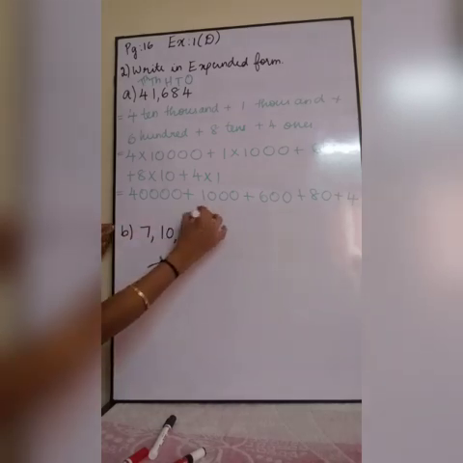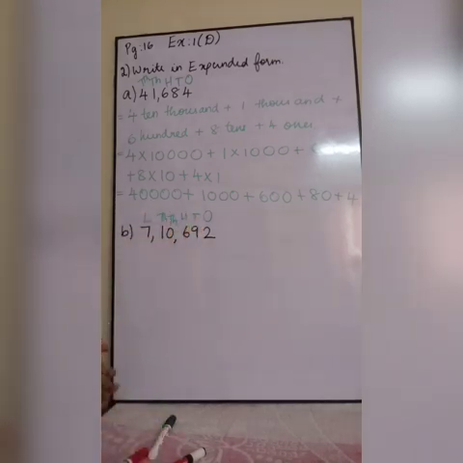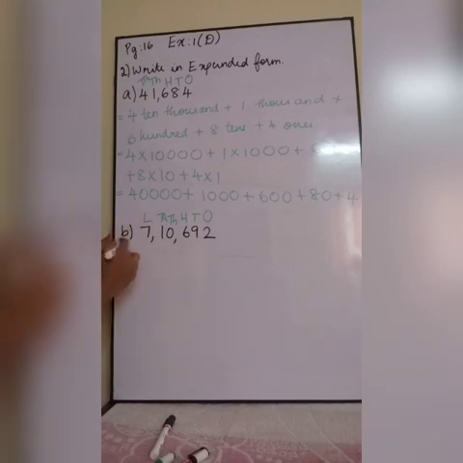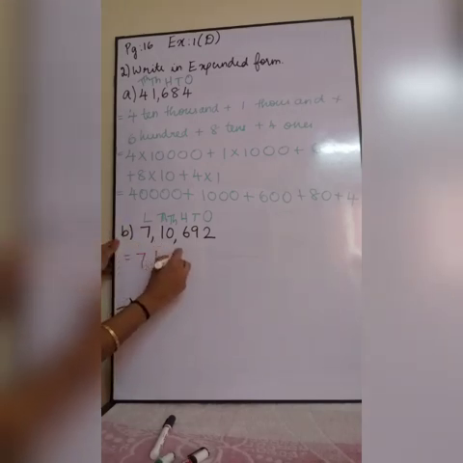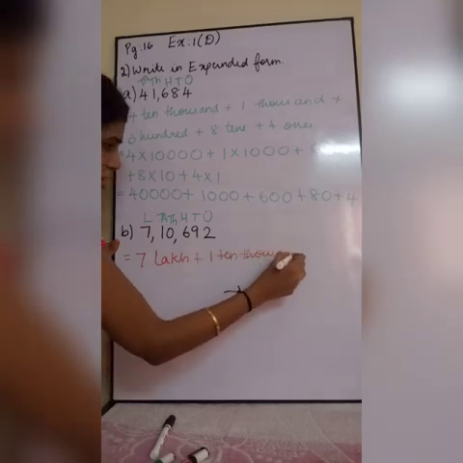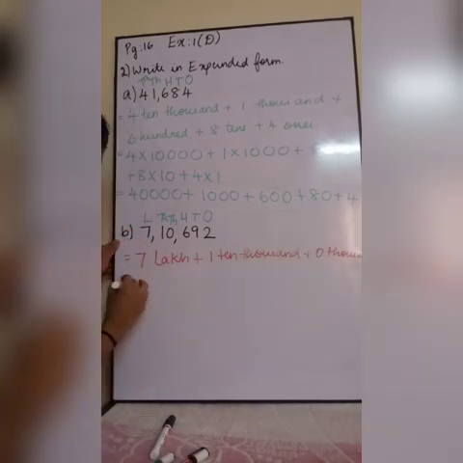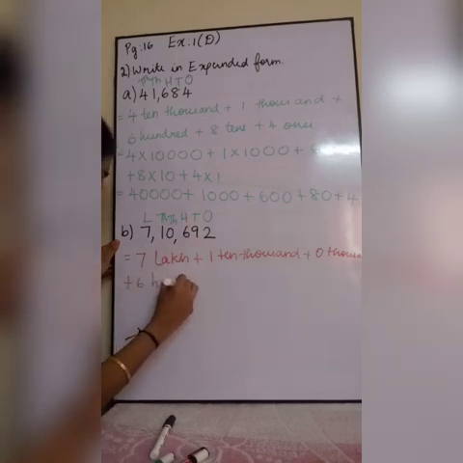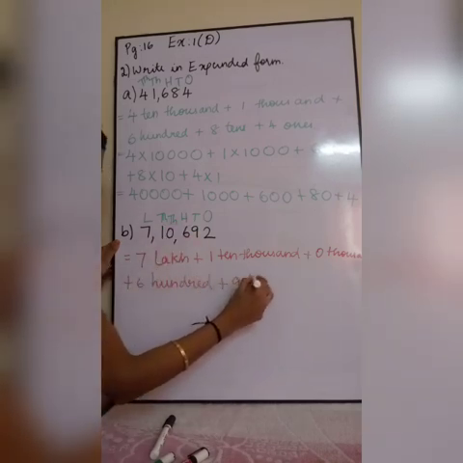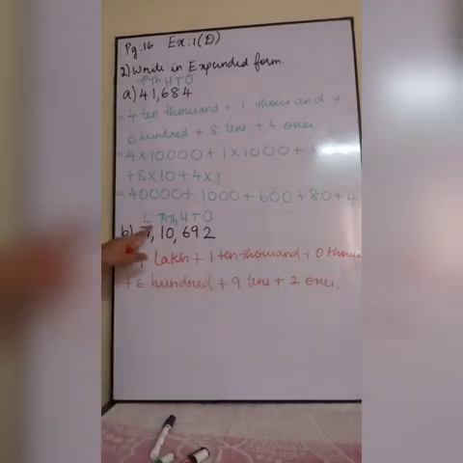Okay, next. Ones, tens, hundreds, thousands, 10,000, lakh. So how will you start? From this side. So 7 lakh plus 1 ten-thousand plus 0 thousand plus 600 plus 9 tens plus 2 ones. Okay, listen. 7 lakh, 1 ten-thousand plus 0 thousand plus 600 plus 9 tens plus 2 ones.